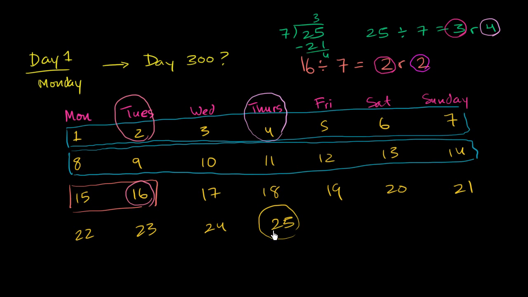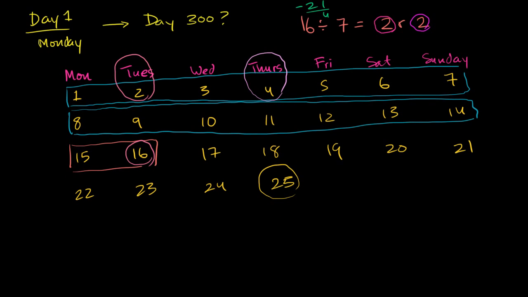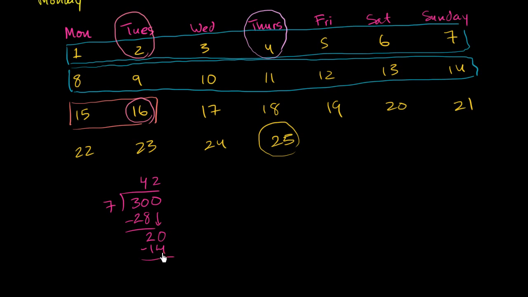So now we're ready to answer the question. What is day 300 going to be? Let's just divide 300 by 7 and see where we get. 7 goes into 30 4 times. 4 times 7 is 28. Subtract, you get 2. Bring down a 0. 7 goes into 20 2 times. 2 times 7 is 14. And then we get our remainder. And now we care much more about the remainder. 20 minus 14 is 6. So our remainder is 6.